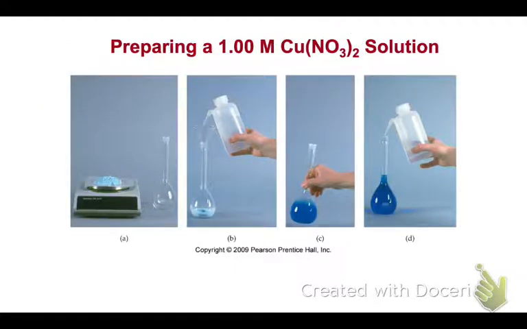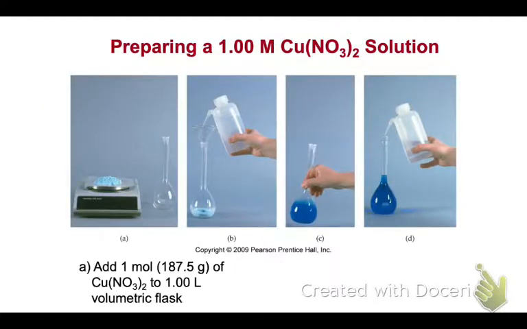So if I am looking at the steps here, you add the 1 mole, which is the 187.5 grams, the molar mass of cupric nitrate, to a 1 liter volumetric flask. You mix and you fill water to the line, so you make sure that the final volume of the solution, meaning solute and solvent together, is equal to 1 liter.